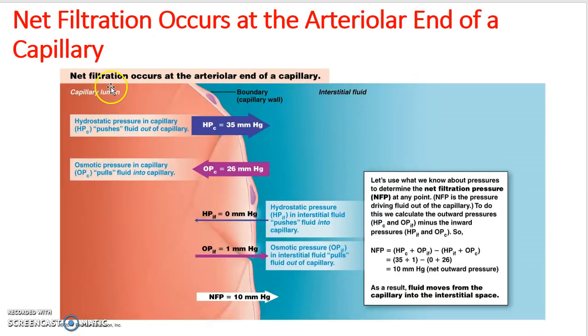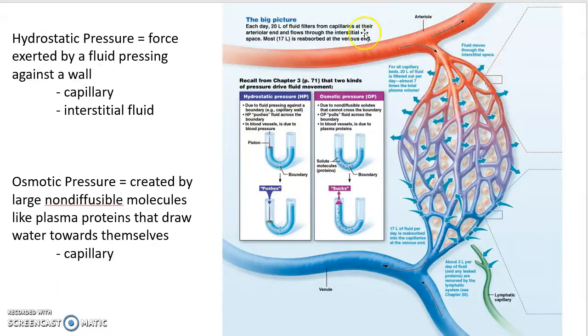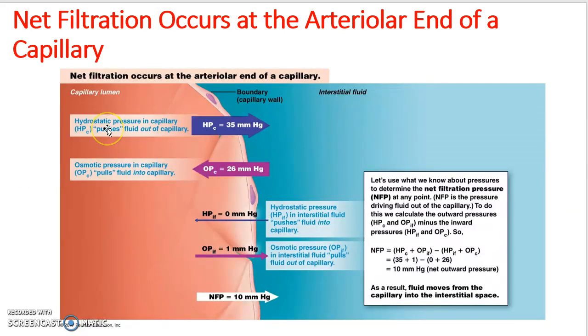So as a result, what we see at the arteriolar end of a capillary, again, I'll take you back one slide here. This would be the arteriolar end of the capillary, right? It's closest to the arteriole. We get net filtration, meaning that fluid goes out more than it comes in. So if this is the capillary and this is the interstitial fluid, the fluid in the tissue, more fluid will go out than what comes in.